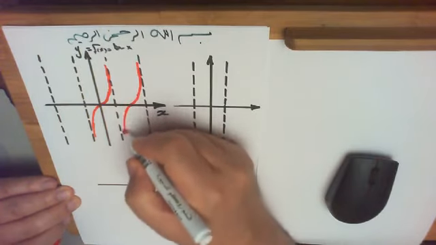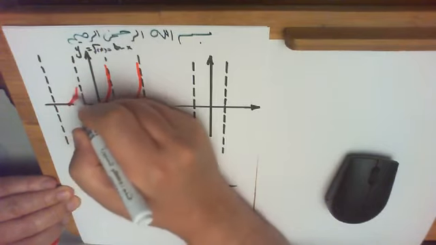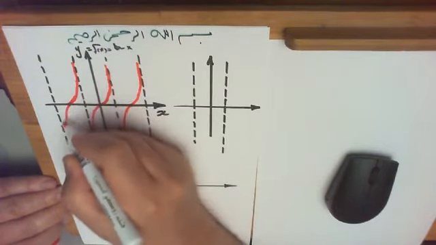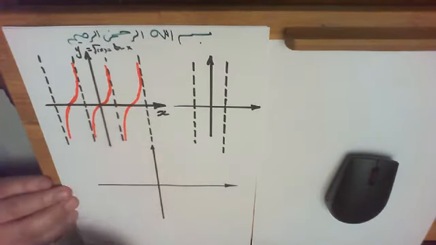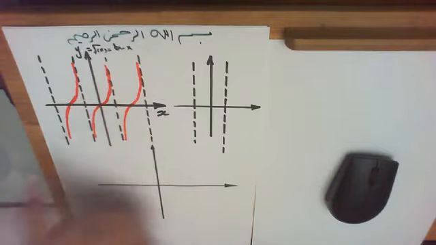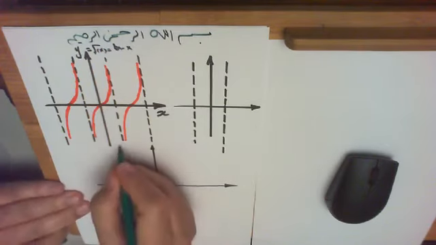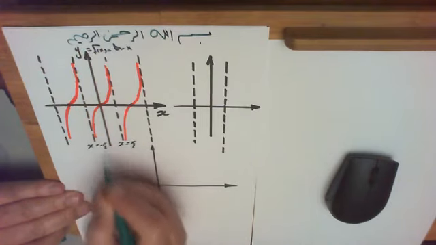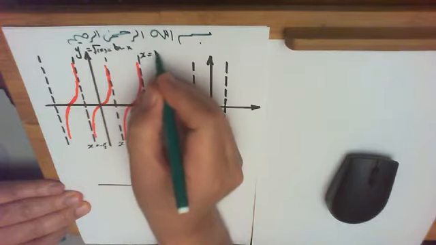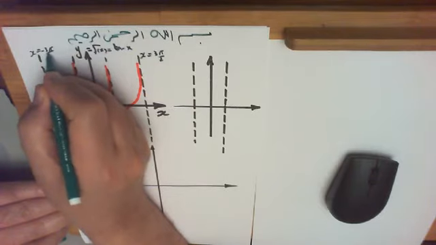As we know, it's periodic of period pi, and also cotan is periodic of period pi. Only tan and cotan are periodic of period pi. As you see, it is repeating from minus infinity to infinity. There are vertical asymptotes at x equals pi by 2, x equals minus pi by 2, x equals 3 pi by 2, x equals minus 3 pi by 2, and so on.